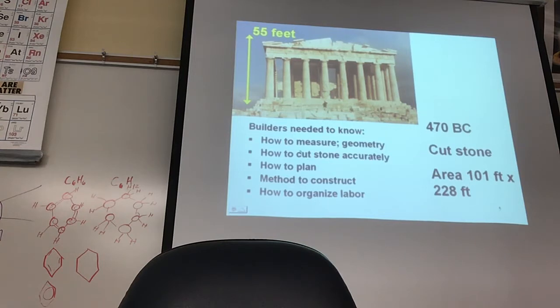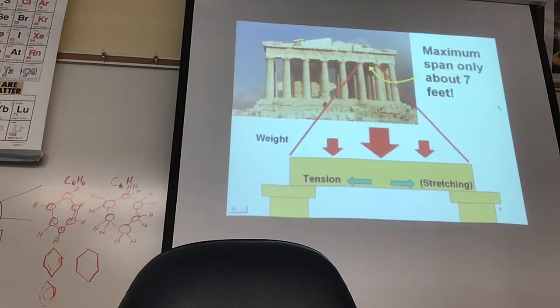They had to know how to measure and how to use geometry, and how to cut stone accurately, and how to plan, certainly, and to construct and to organize labor. To do all of this, and the area being very large, 100 feet by 228 feet. So this really is quite an undertaking to have been accomplished almost 500 years before Christ with the technology that was then available. Here, let's take a look at one member of this structure, and that is a support here and a support here by a column, and then this spanning member. On one end, that spanning member rests on a column. On the other end, it rests on a column.